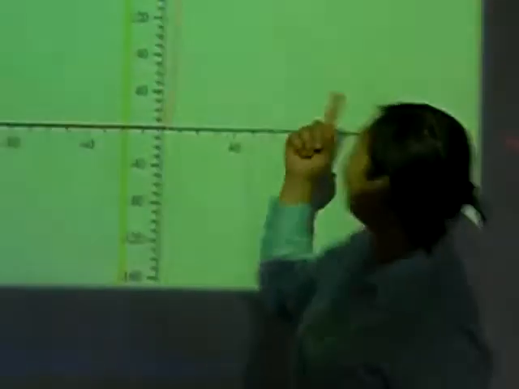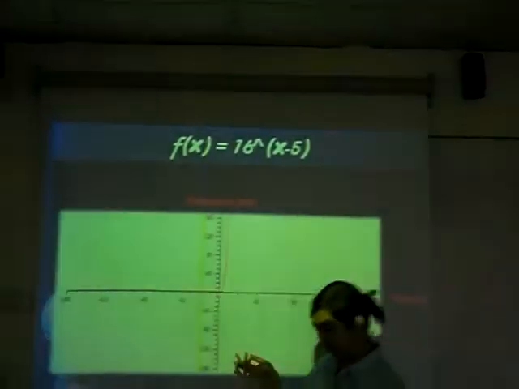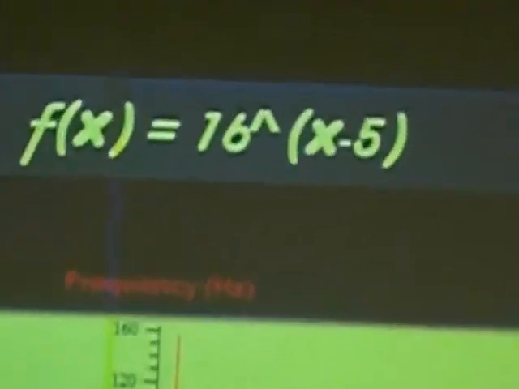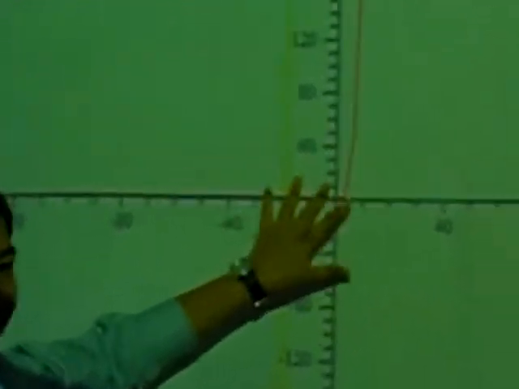The exponential function that we use is f(x) equals 16^(x minus 5), because this part of the graph is the part where we don't push the keys on the piano, while this part is when we push two keys at the same time.